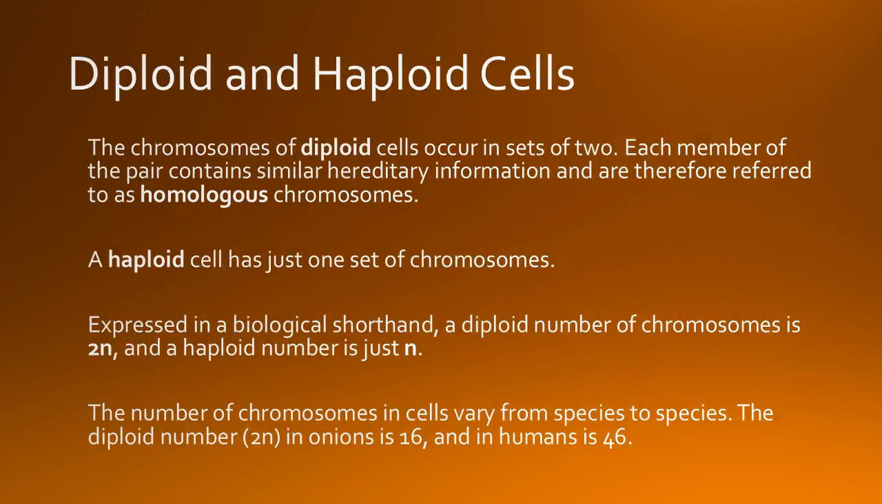Chromosomes usually occur in pairs. Each member of the pair contains similar hereditary information. Thus, each pair consists of two homologous chromosomes, meaning similar in structure and genetic material. Cells with chromosomes occurring in pairs are called diploid. That is, two sets of similar chromosomes are present. When there is only one set present, the cell is called a haploid cell. We describe the diploid number as 2n and the haploid number as n, or half the diploid number.